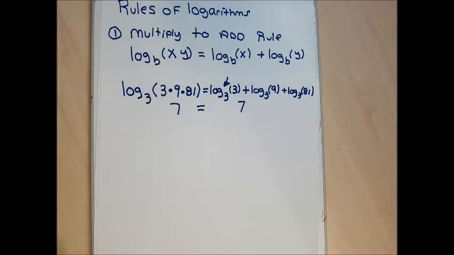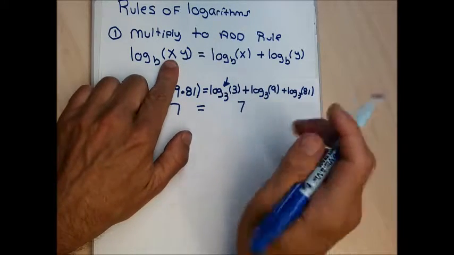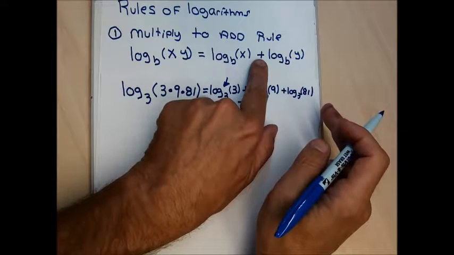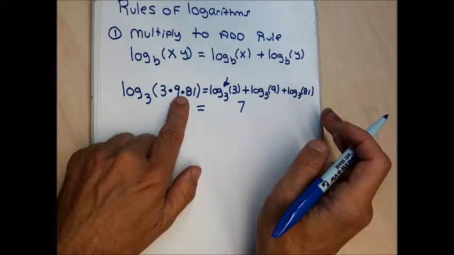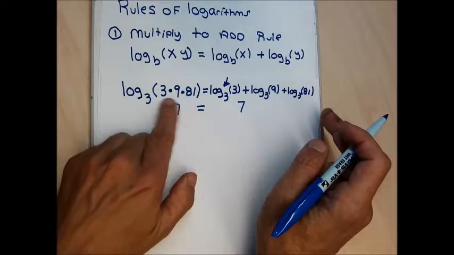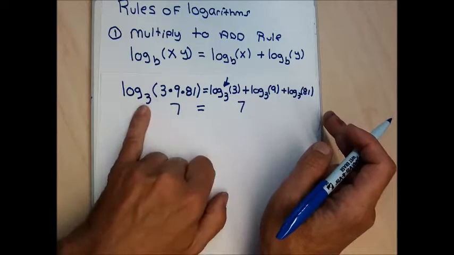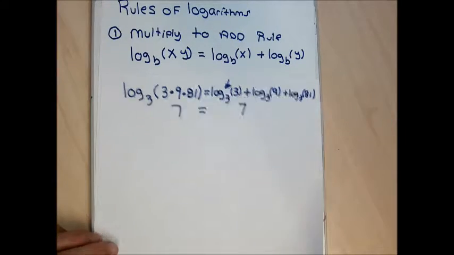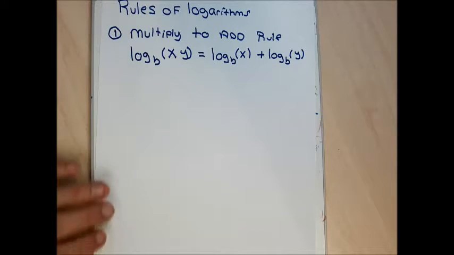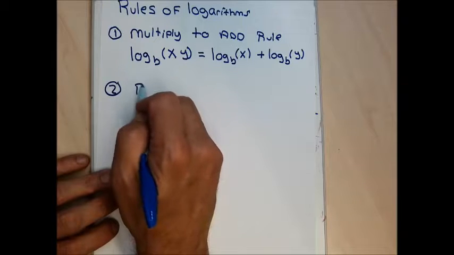So the multiply to add rule basically says you could expand from one logarithm into several logarithms separated by plus signs. If there's multiplication inside a logarithm, then each of the factors, or each of the numbers that's being multiplied, can go in their own logarithm with that base that the problem has, separated by plus signs. That's the first of 3 rules that we need to learn. The second of 3 rules is the divide to subtract rule.